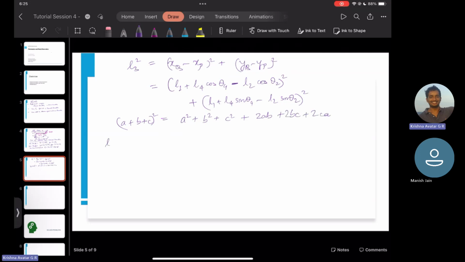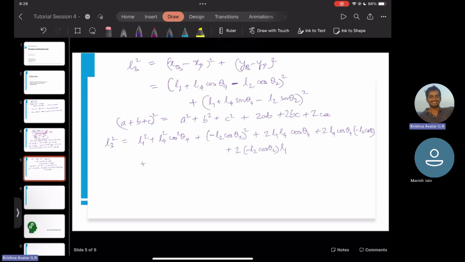Right? So in this case, when we expand L3 square, the first term on the right will be L1 squared plus L4 squared cosine squared theta 4 plus, and then C is minus L2 cosine theta 2 whole squared, plus 2L1 L4 cosine theta 4, then plus 2BC, where BC is L4 cosine theta 4 times minus L2 cosine theta 2, isn't it? And then likewise plus 2CA, where C is minus L2 cosine theta 2, and A is L1, right?